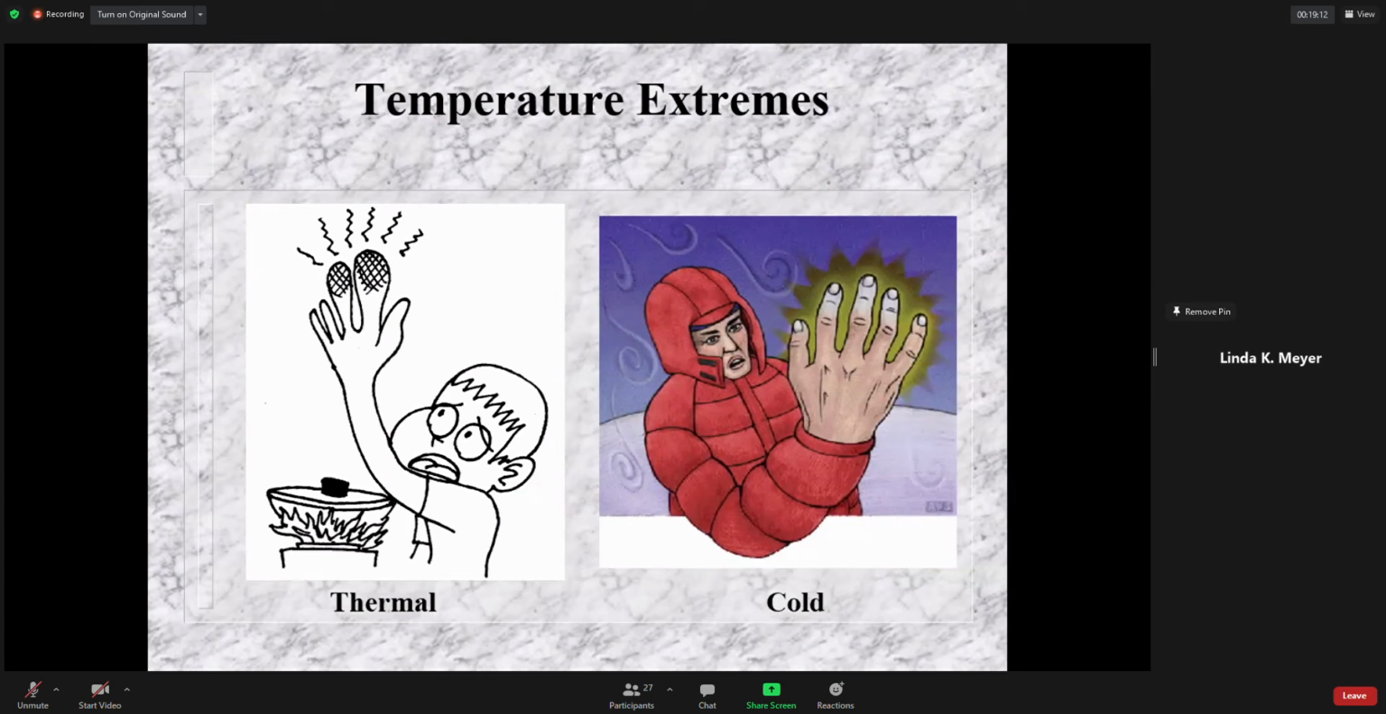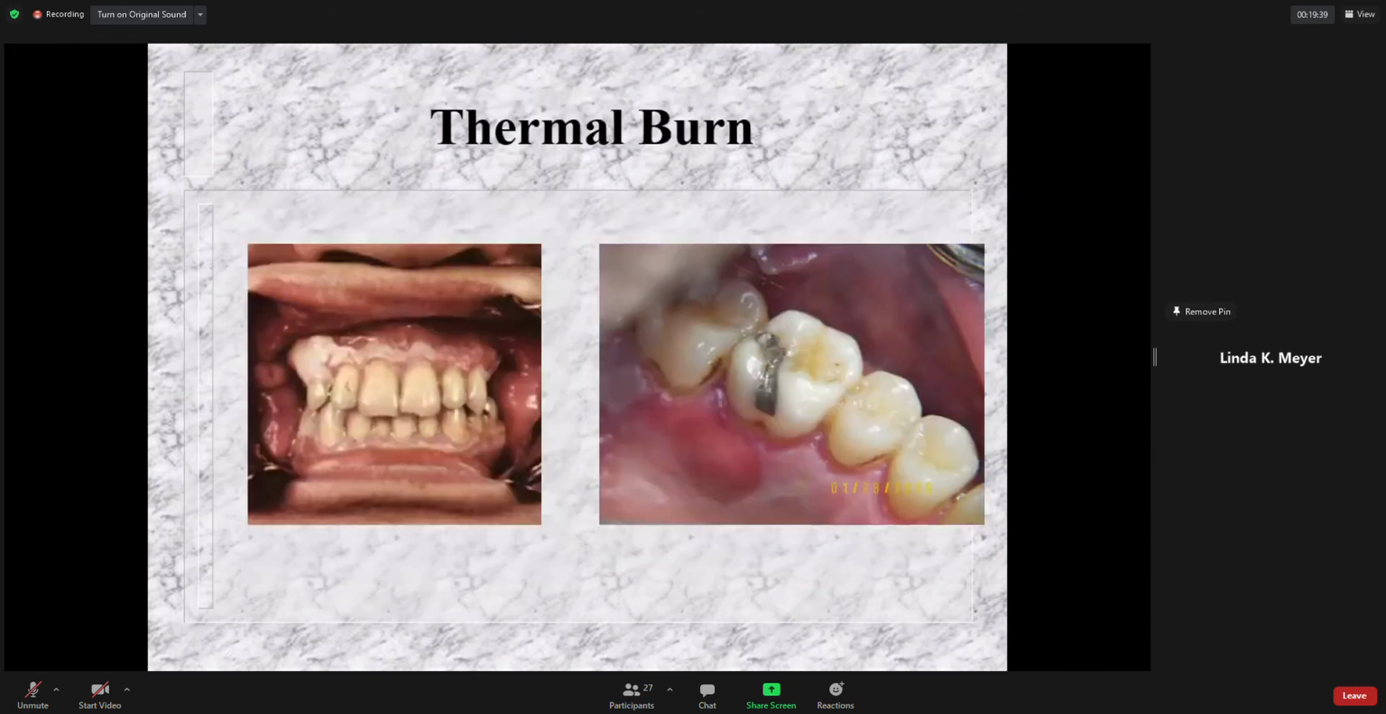All right, so there's a lot of wear and tear that can occur in the oral cavity. What about temperature extremes? We can have hot or thermal, or cold. And in the oral cavity, you're not going to have an injury from extreme cold. It's going to be more hot in nature.